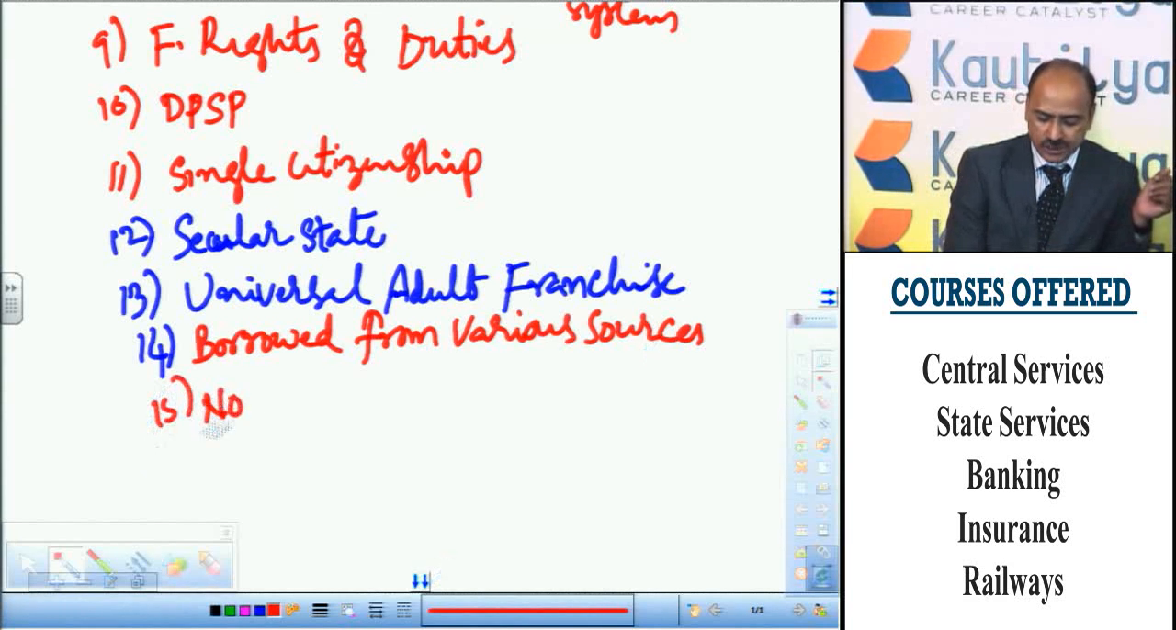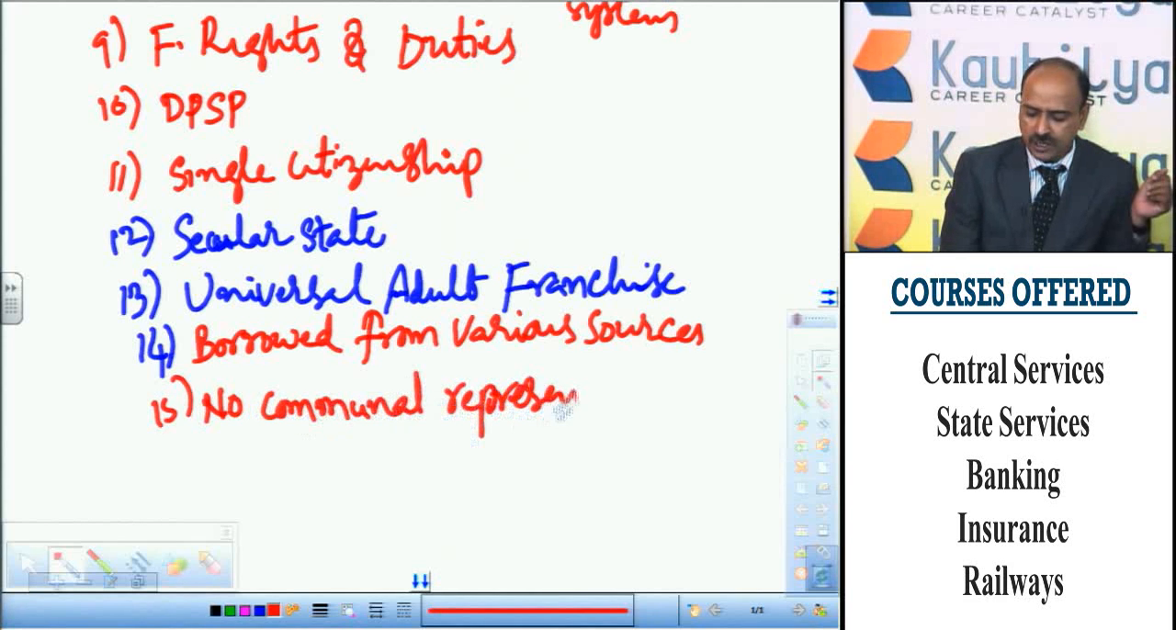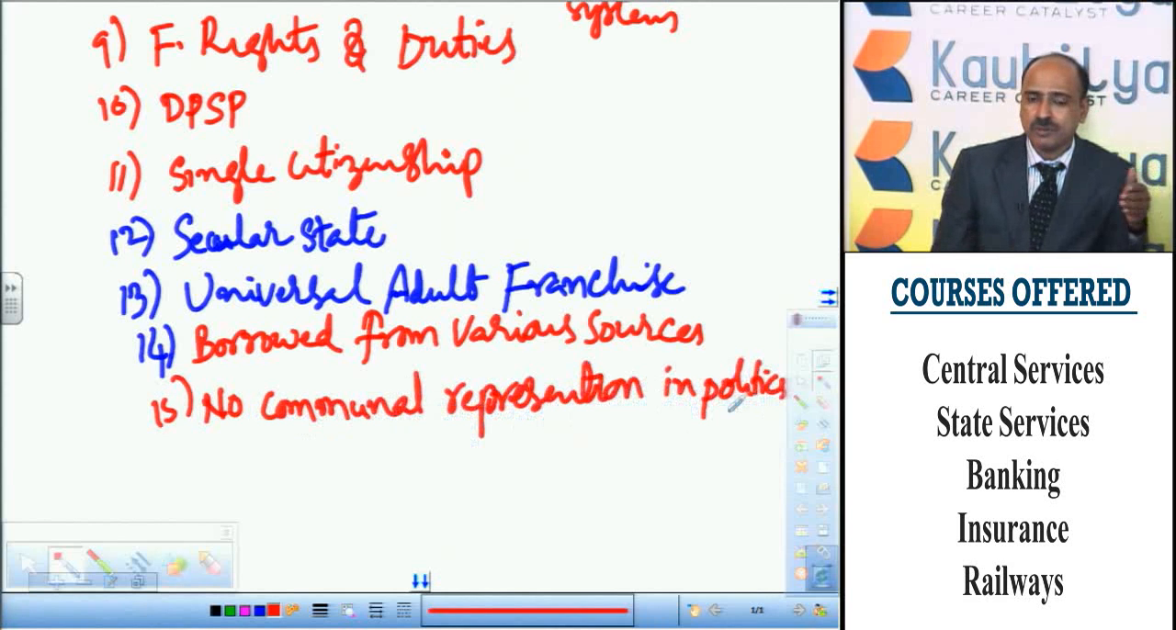No communal representation. From a religious point of view, there is no communal representation in politics. Some seats were allotted for Muslims and some seats for Hindus; this system is not there in our Constitution. Only for socially and economically backward people, reservations are allotted in our political system, from the SC and ST point of view. Some local governments give reservation from the OBC point of view, but communal representation is not there in our country.